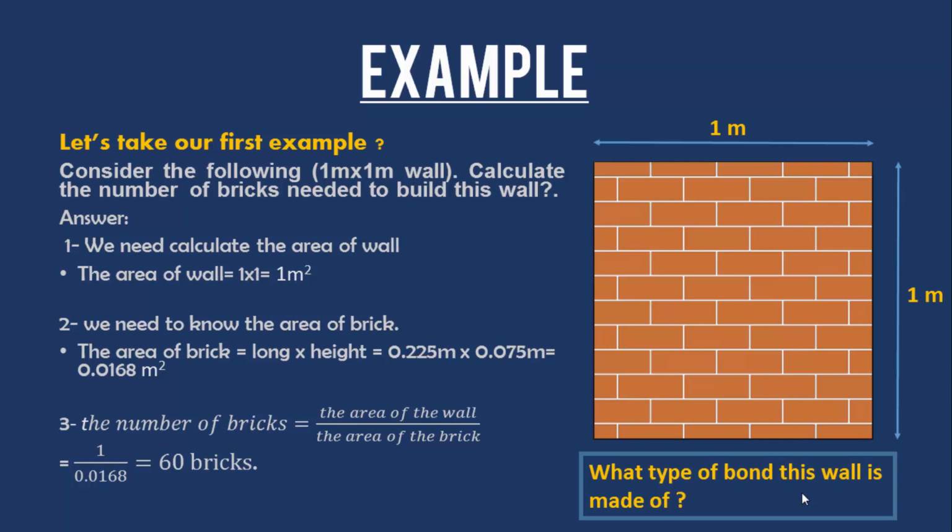We need to know the area of a brick. The area of a brick is length multiplied by height, which equals 0.225 meter multiplied by 0.075 meter, which equals 0.0168 square meter. The number of bricks is equal to the area of the wall over the area of the brick, which equals 1 divided by 0.0168. This equals 60 bricks.